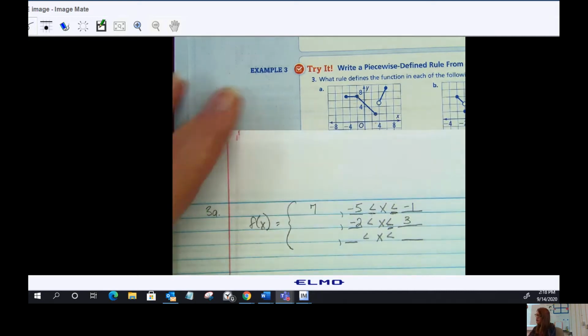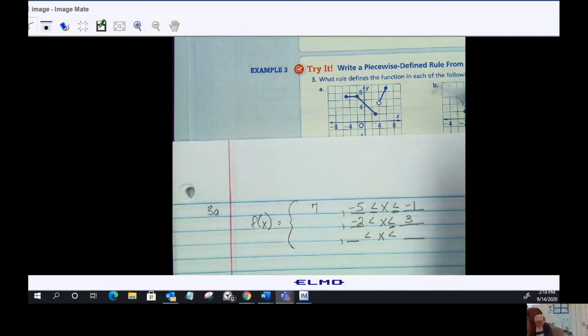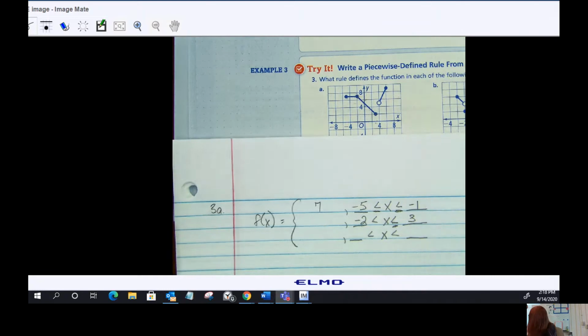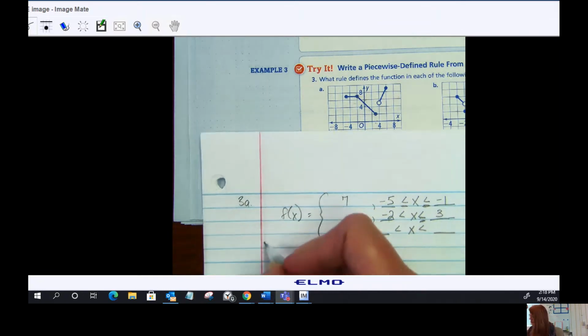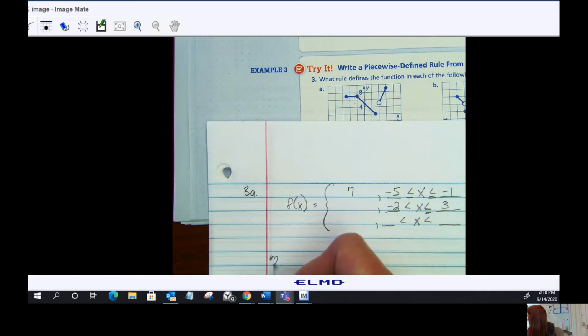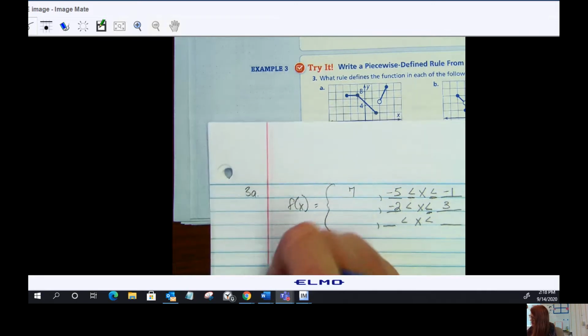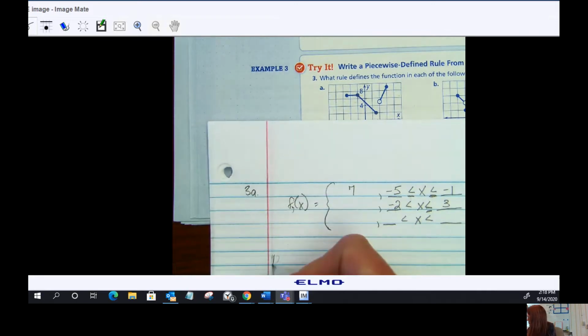Now my equation. Let's see, let me look at this. Let's do this the short way. So I'm going to look at my second line. We'll call it line 2.